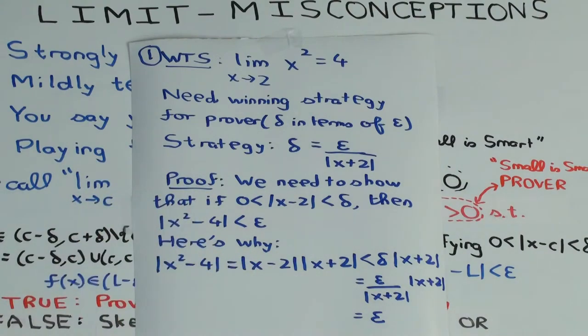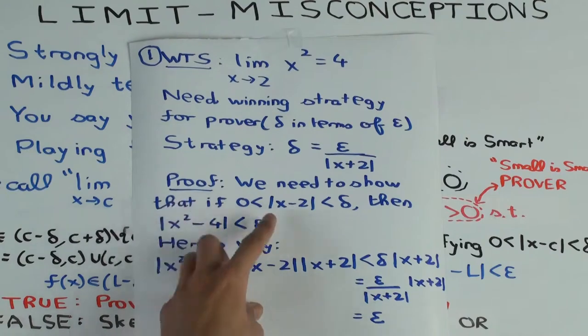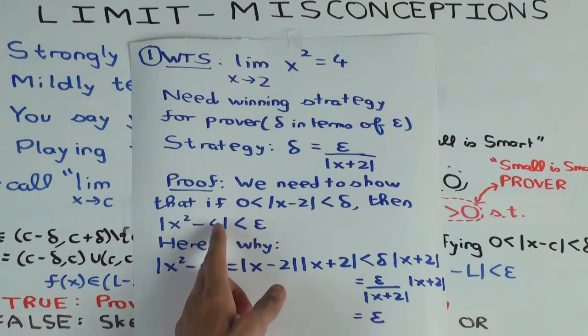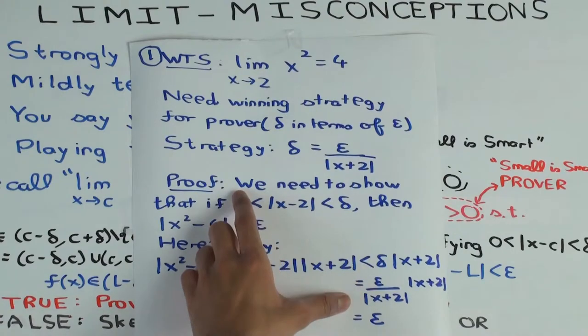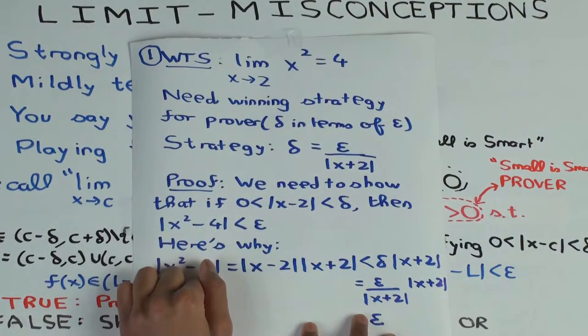Do you think there's anything wrong with the algebra I've done here? This is less than delta, and delta is epsilon over that, so this part seems fine, right? Yes, there's nothing wrong in the algebra here. So what could be wrong? Our setup seems fine. If the x value is within delta distance of 2, then the function value is within epsilon distance of 4. That's exactly what we want to prove. So there's nothing wrong from this point onward. The error happened somewhere here. What do you think went wrong with the strategy choice step?